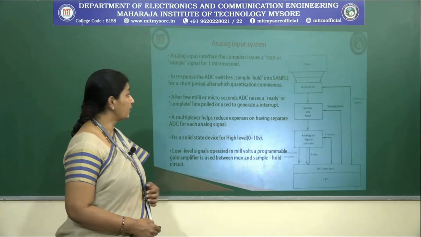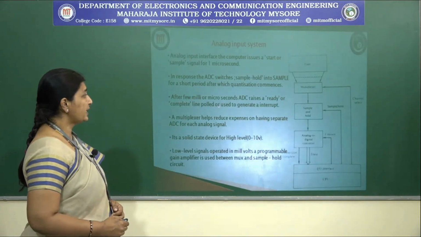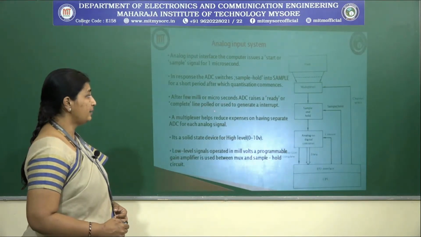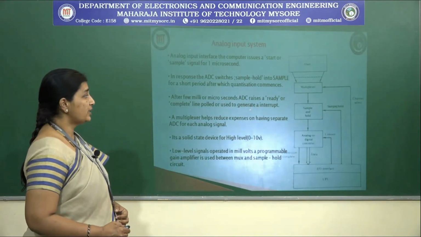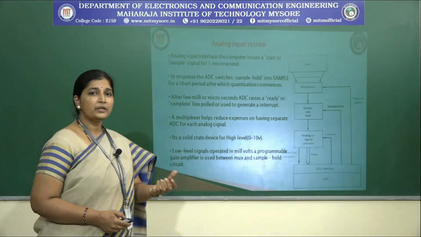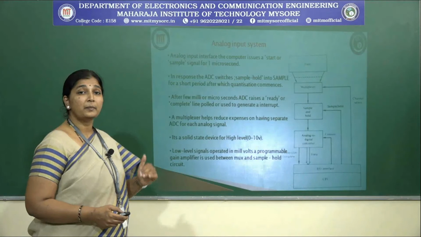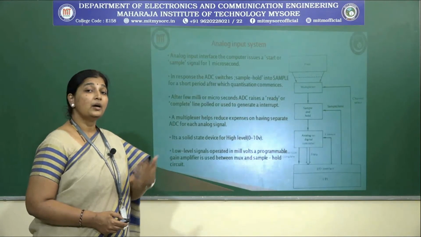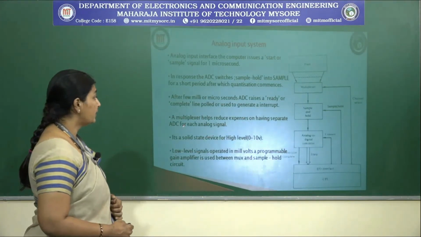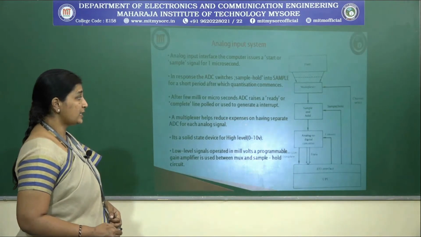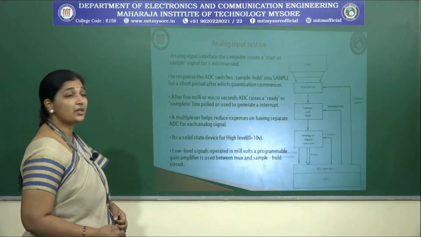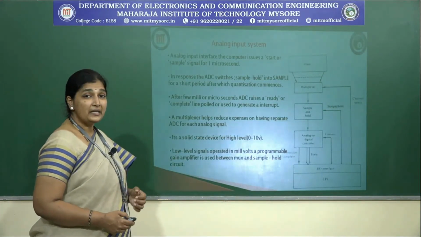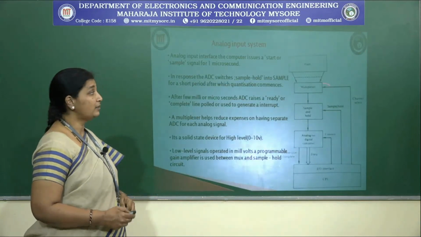After a few milliseconds or microseconds, the ADC raises a ready or complete line or poll, or generates an interrupt, along with the processing, which shows that another peripheral device is ready to send data or communicate to the CPU. So a multiplexer helps reduce expenses on having a separate ADC for each analog signal, as we have already dealt with. Instead of having multiple ADCs, we can have one single ADC with a multiplexer connected.